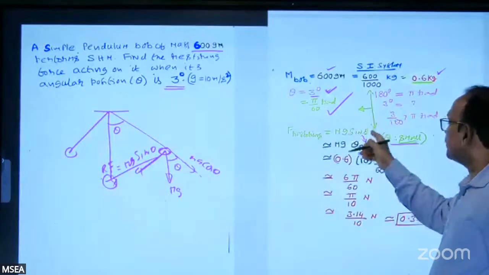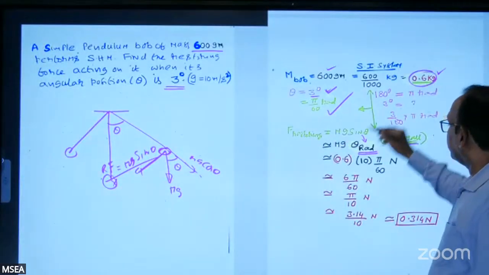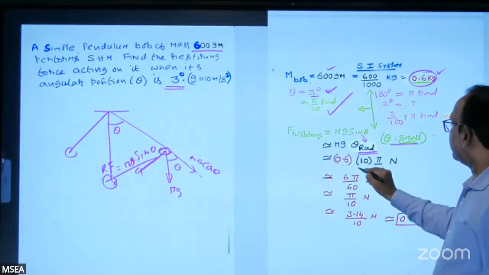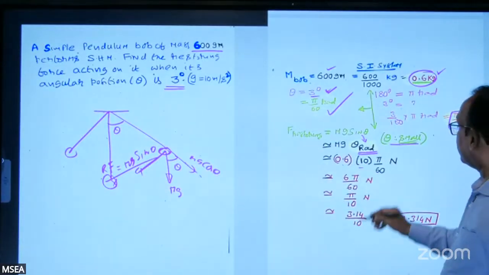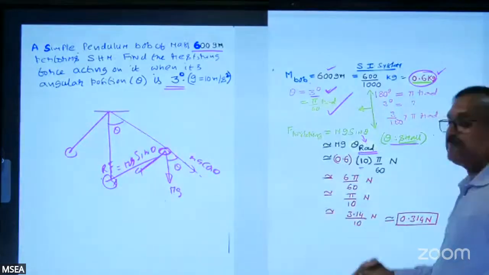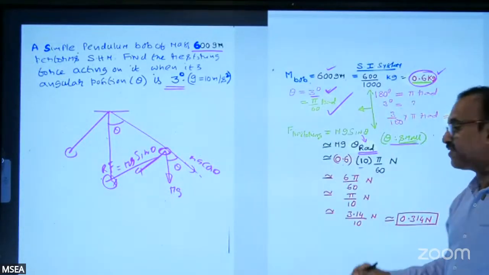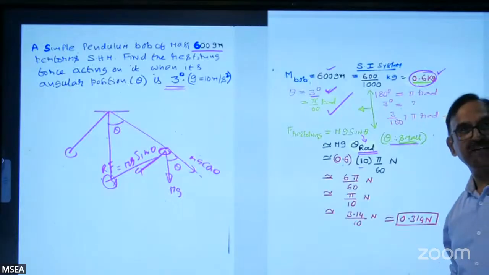So restoring force is mg sin theta. Mass of the bob is 0.6 kg. g is given as 10 in the SI system, 10 meter per second square. Theta in radians, you have to write pi by 60. Everything is now in the SI system, so force comes out in Newton.